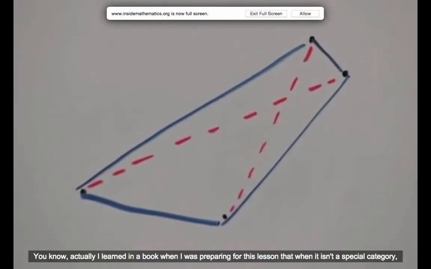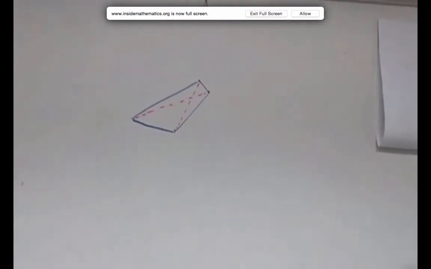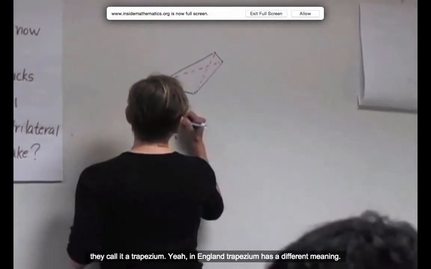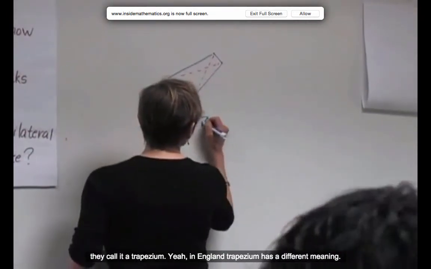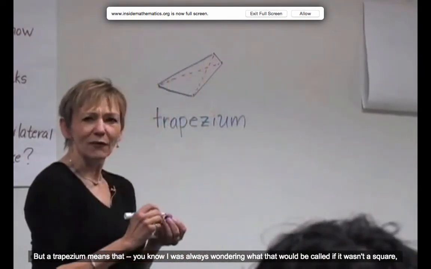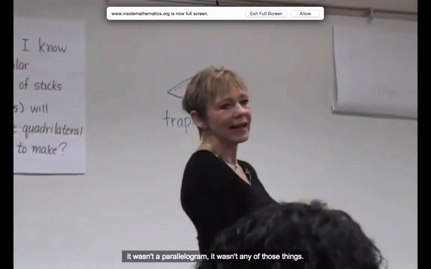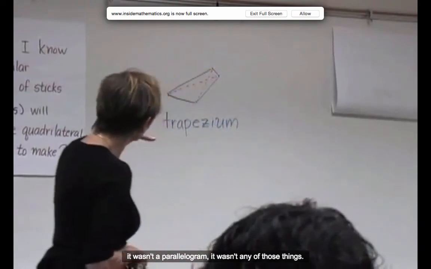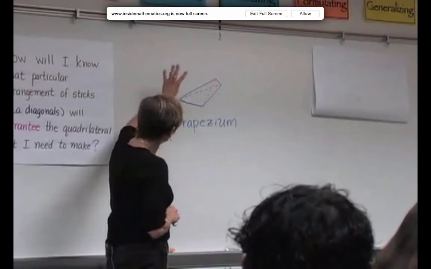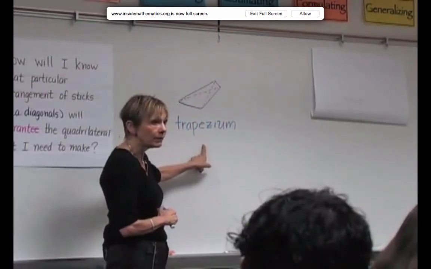You know, I learned in a book when I was preparing for this lesson that when it isn't a special category, they call it a trapezium. In England, trapezium has a different meaning. I've always kind of wondered what that would be called if it wasn't a square, it wasn't a parallelogram, it wasn't any of those things. So this one does not appear to be any of the special categories of quadrilaterals. The way I put those diagonals together created that kind of quadrilateral, right?